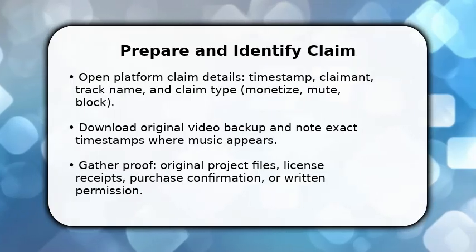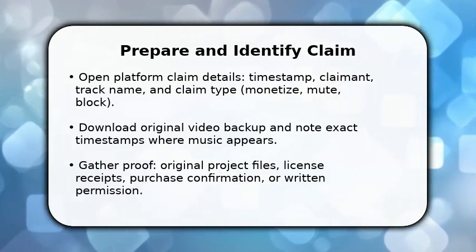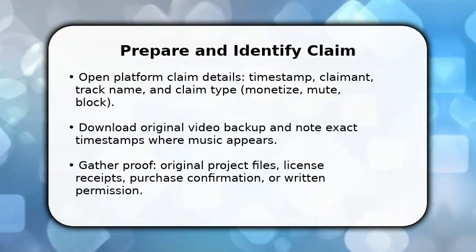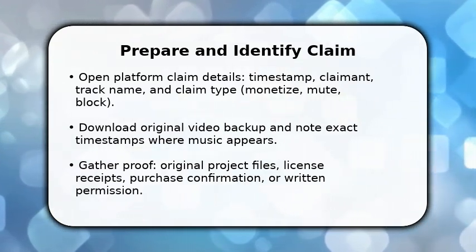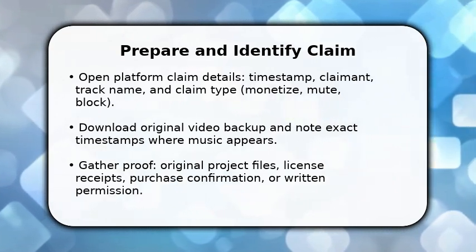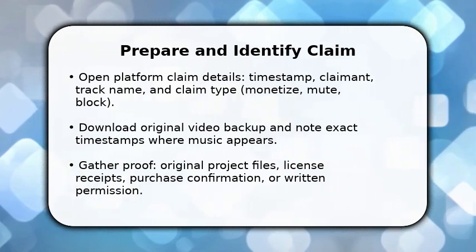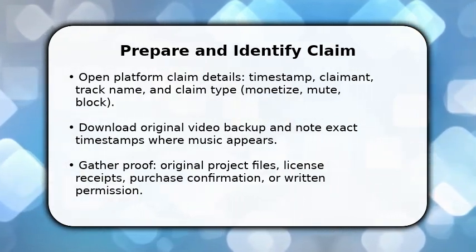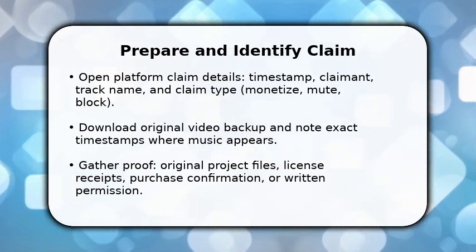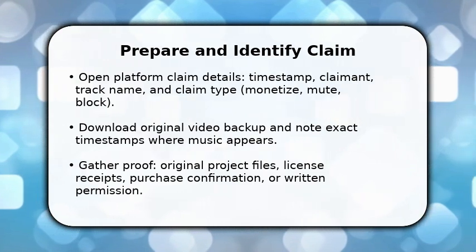You start by identifying the claim precisely. Open the Content Management or Copyright tab and note the claimant, track name, claim type, and exact timestamps. Once done, export or download a backup of your original project and the rendered video so you can revert if needed. Make sure to assemble evidence next: license files, receipt emails, or a signed permission note, because you will need these documents when disputing, editing, or replacing the audio to prove your rights to use the material.